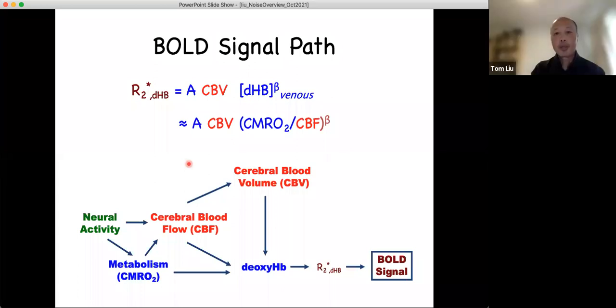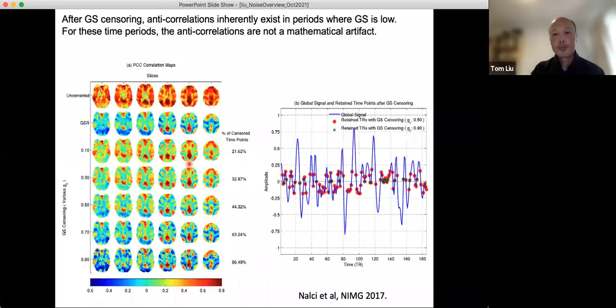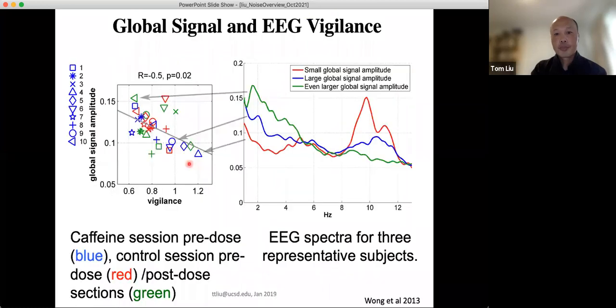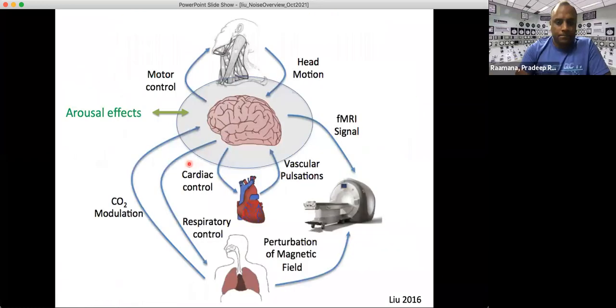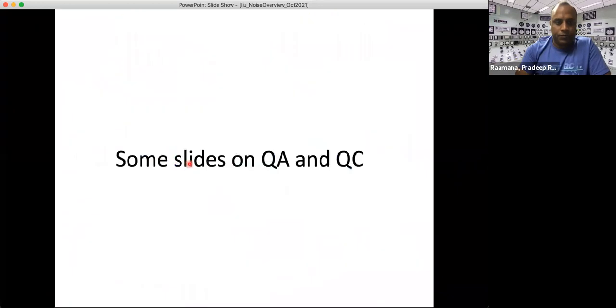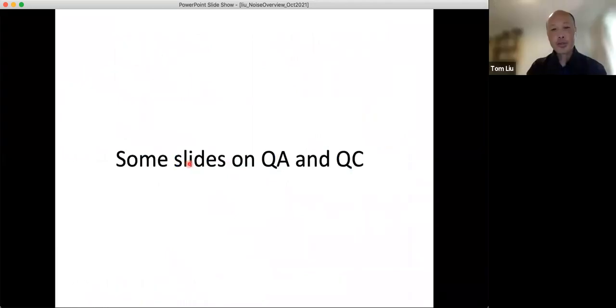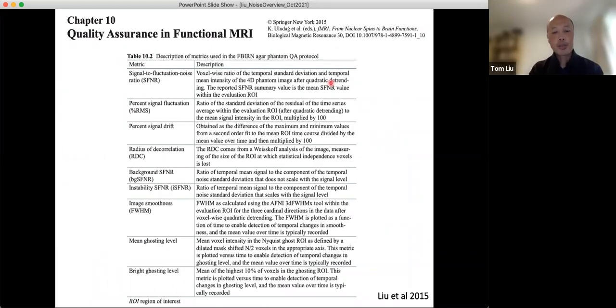Okay, let me just advance ahead. Okay, so some slides on QA and QC. These are some slides I took from a book chapter we wrote. I was lucky enough to work with Gary Glover and others on the fBIRN QA, and that was a group that met for many years and met weekly to talk about QA and QC issues.